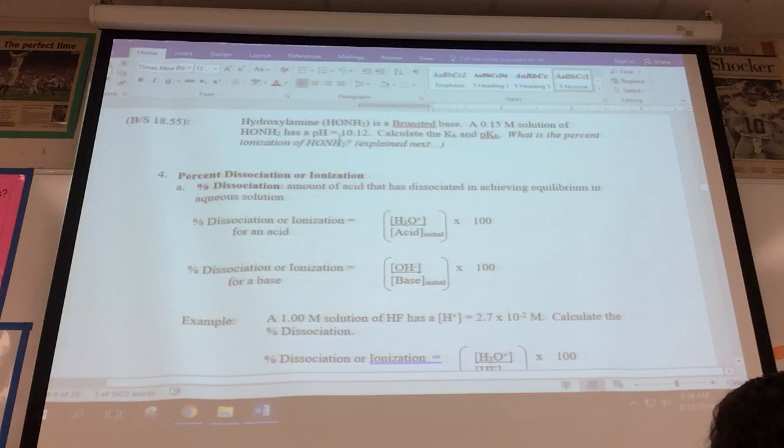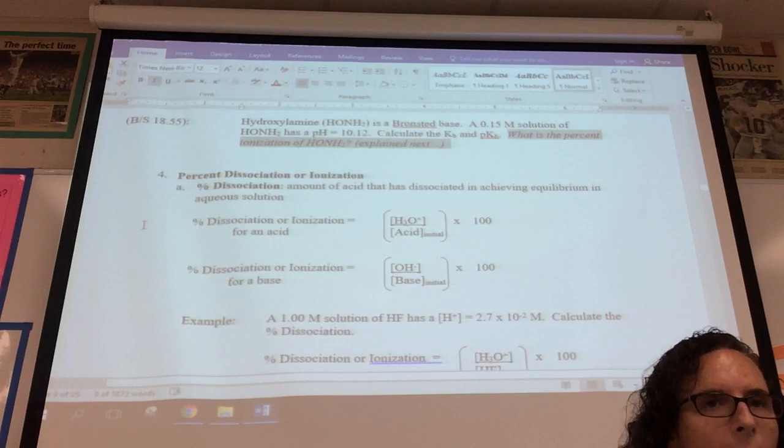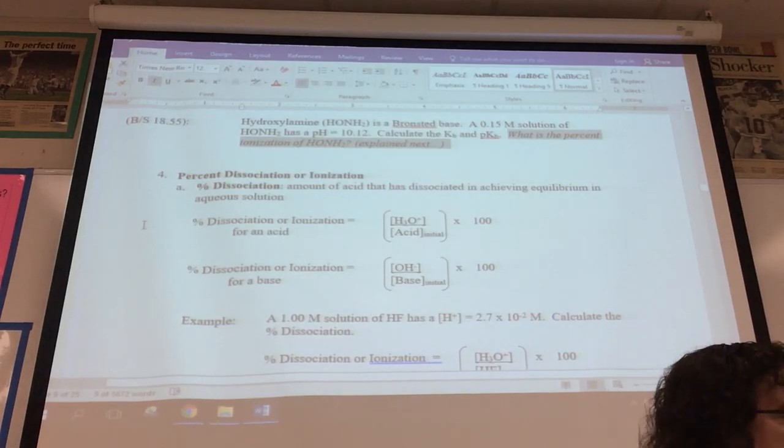Where we finished off last time was calculating Kb for a weak base when the concentration was given as well as the pH. And we weren't able to do the percent ionization concept, and that's what we're going to do now. And this will be the last piece of your mini quiz.